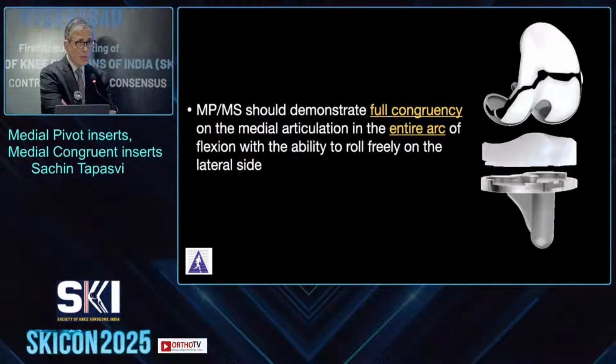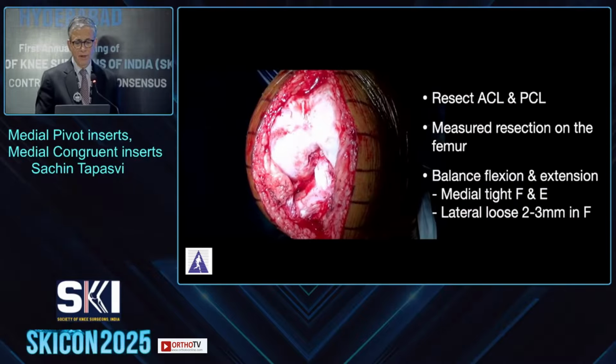The medial congruent will allow about 2 millimeters of laxity on the medial side, and this is basically designed for those surgeons who want less congruity on the medial side. So the MP or the MS should be differentiated from the MC, and this is one important aspect.